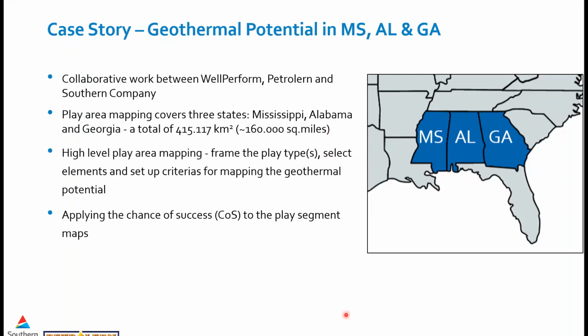So when we started this play area mapping, we saw that covering such a large area, we had to do it at a high level. We started out framing the play types and selecting the elements, and set up the criteria for mapping out the geothermal potential. And after doing that, we applied the chance of success, what we call the COS, to the play segment maps.